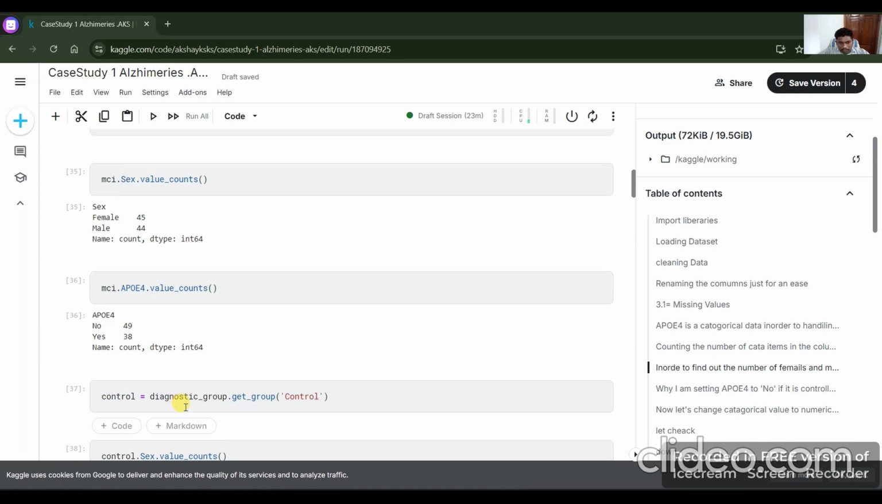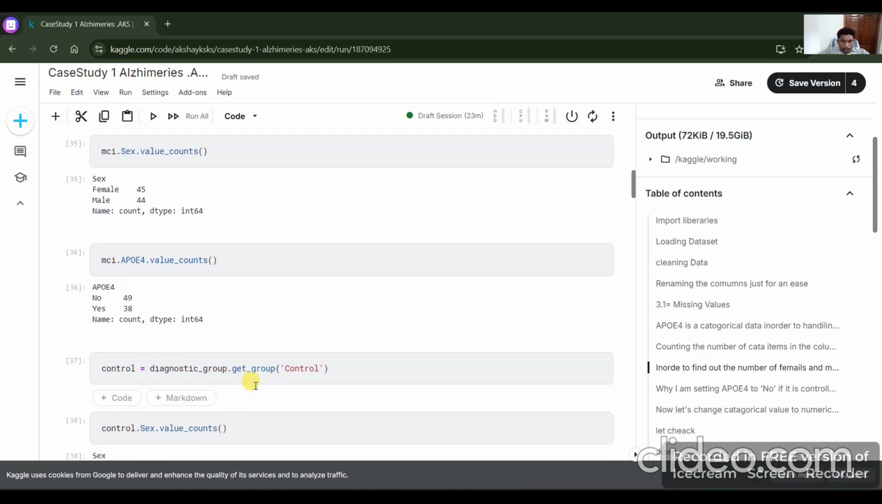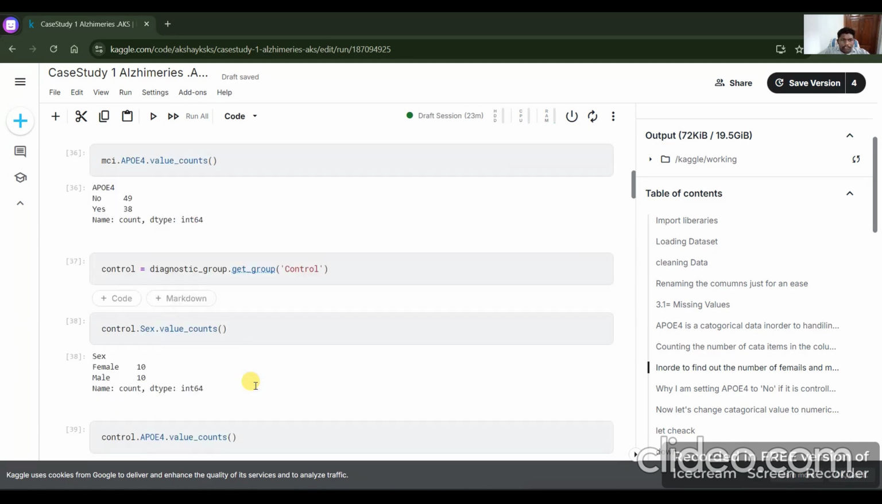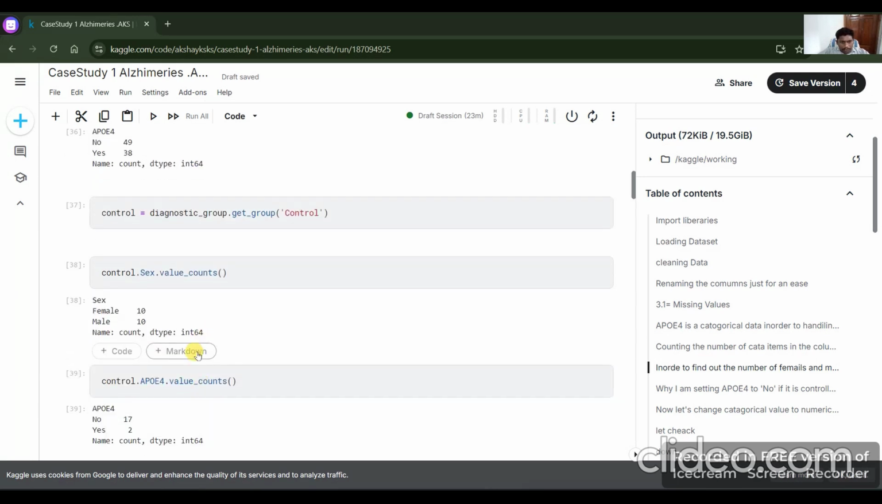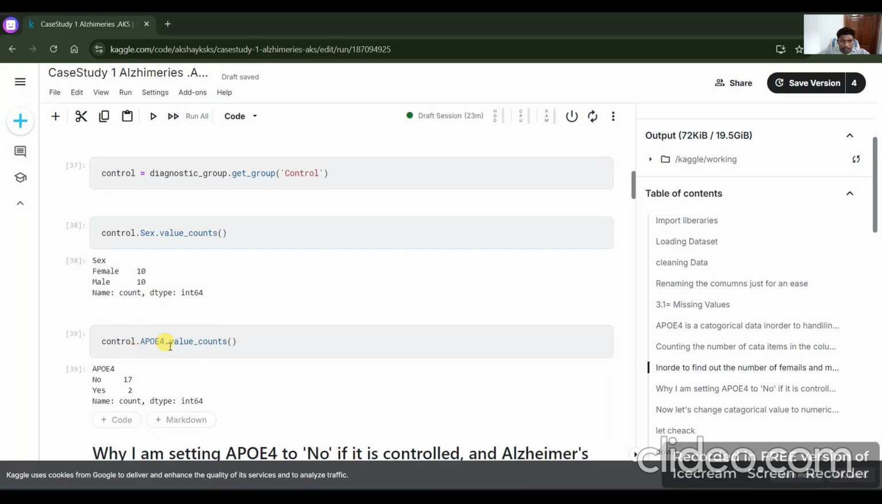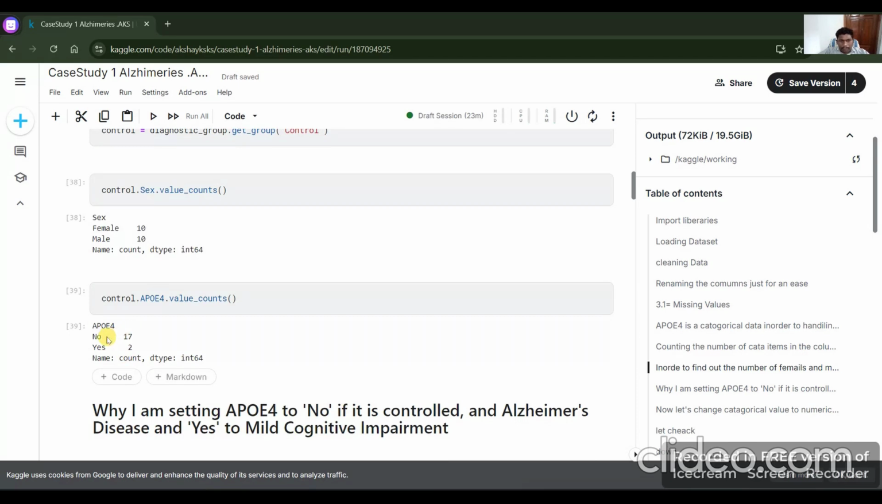Control is equal to diagnostics underscore group dot get group control. This control sex value count: female 10, male 10, data type int64. Control APOE4 value count: 17 no, 2 yes.